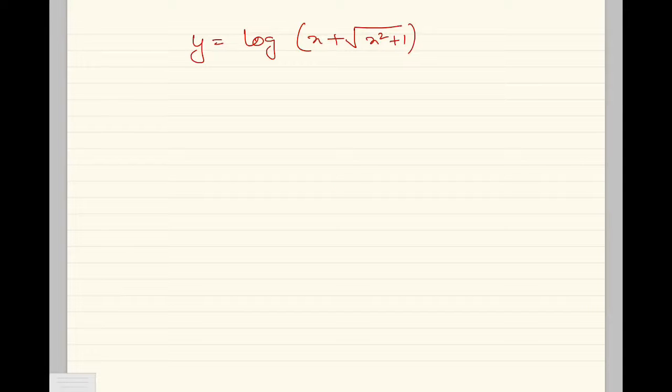Okay, I'm trying to give you as many examples as possible for the chain rule so that you understand it properly. Okay, the next one is y equals log of x plus under root x square plus 1. Definitely this is a chain composite function, because instead of x there is x plus under root x square plus 1, and further there are many chains involved here. Okay, so let's do it one by one.